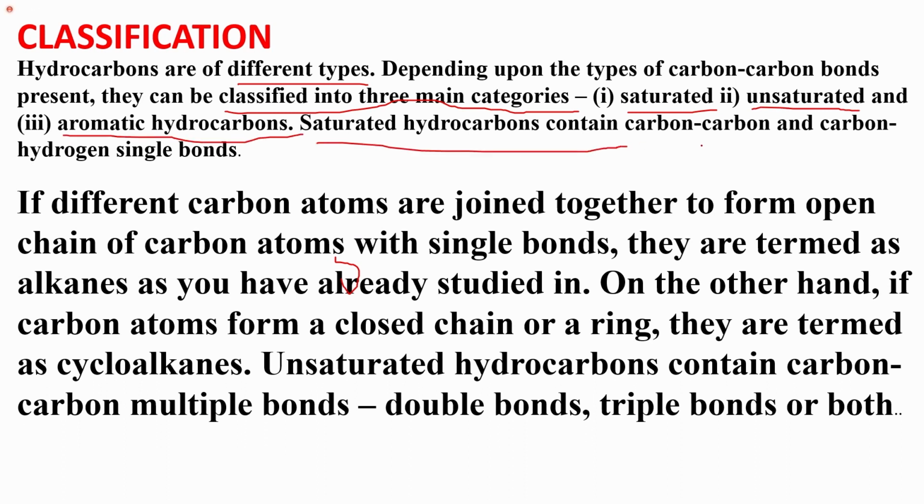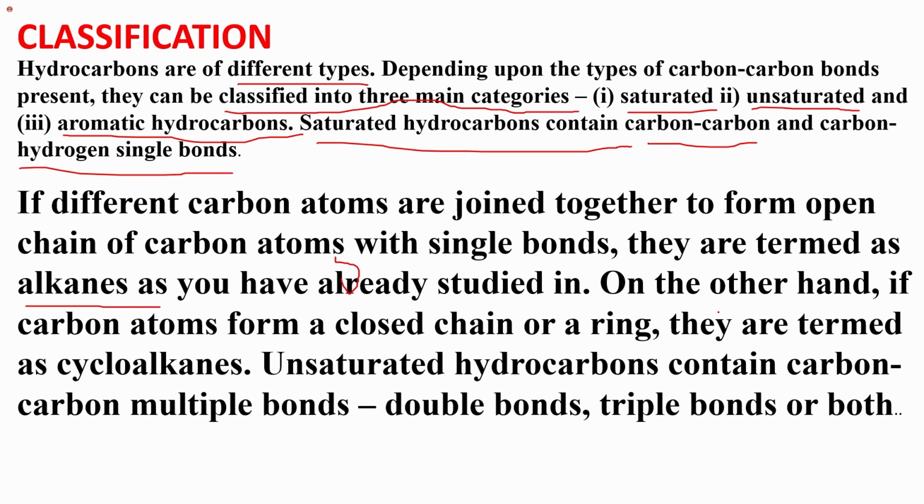Saturated hydrocarbons contain carbon-carbon and carbon-hydrogen single bonds. If different carbon atoms are joined together to form an open chain of carbon atoms with single bonds, they are termed alkanes.